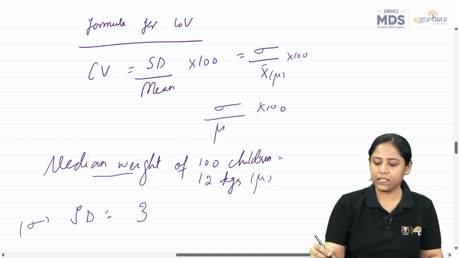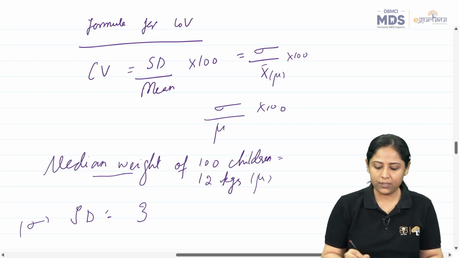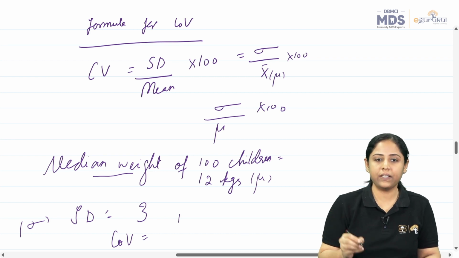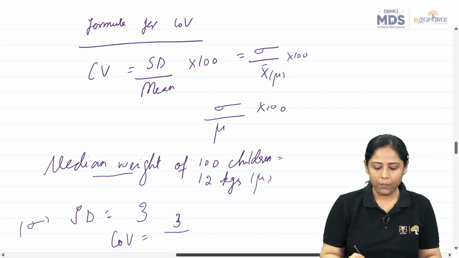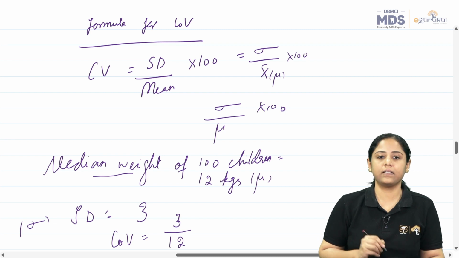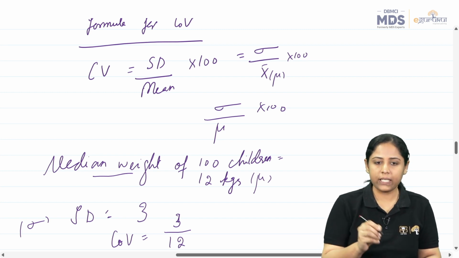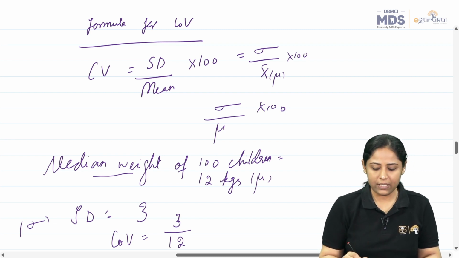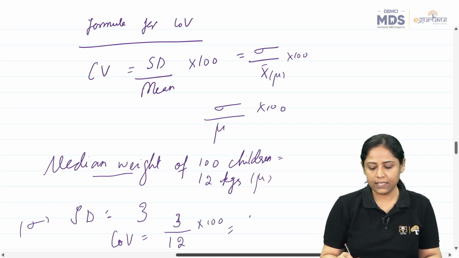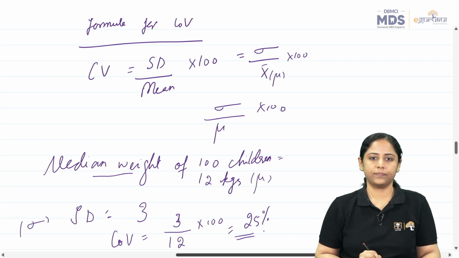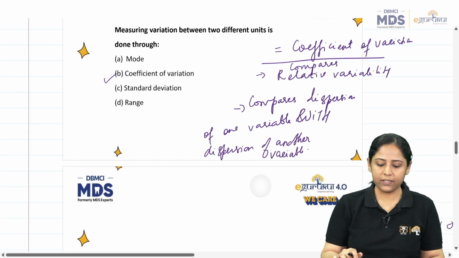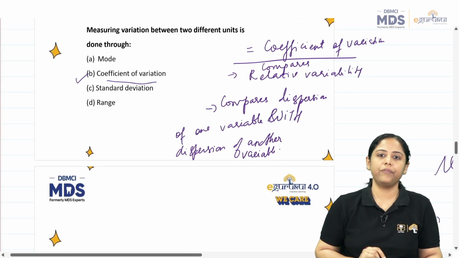And in that case, what is the coefficient of variation? Coefficient of variation is the standard deviation, that is 3, by the mean, that is 12, or here the median weight which is given, into 100. It is 25%. So the answer here is coefficient of variation.